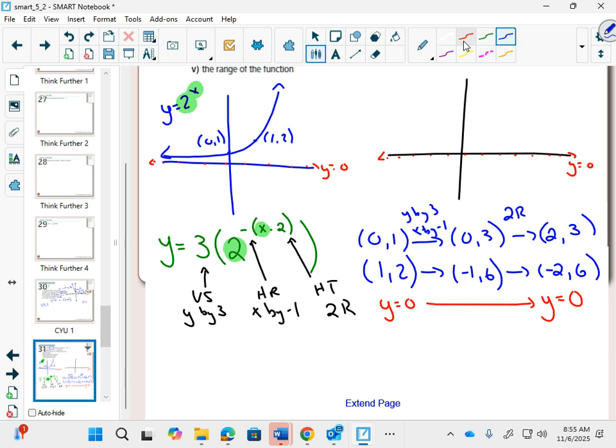Then I need to label the points. I have a point at 2, 3. And I have a point at -2, 6. So I keep the same shape. And I have my new graph.